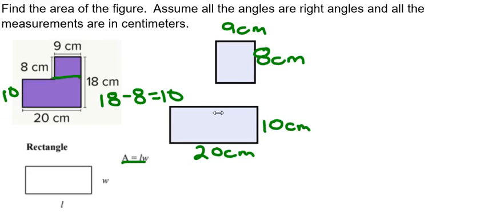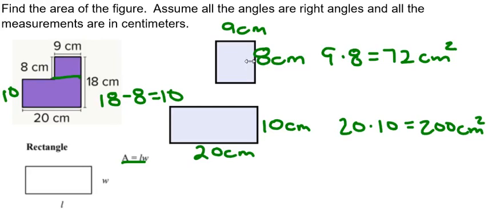So now that we have the dimensions of each part of our composite shape, we can find the area of each part. Again, all we're going to be doing is multiplying the length times the width. So we multiplied our length of 9 times our width of 8. 9 times 8 is equal to 72. And because we're looking at area, it's always our units squared, so we have centimeters squared. Then we have our length of 20 multiplied by our height or width of 10. 20 times 10 is equal to 200 centimeters squared again.